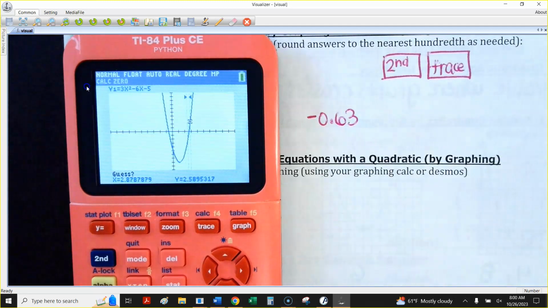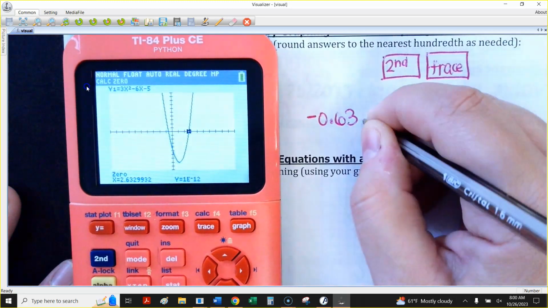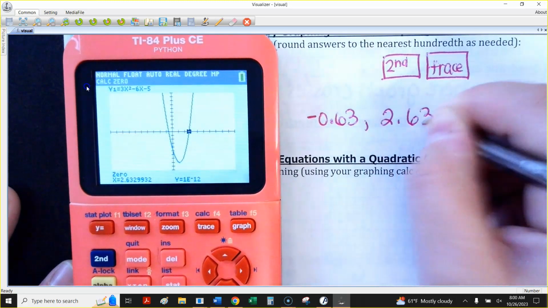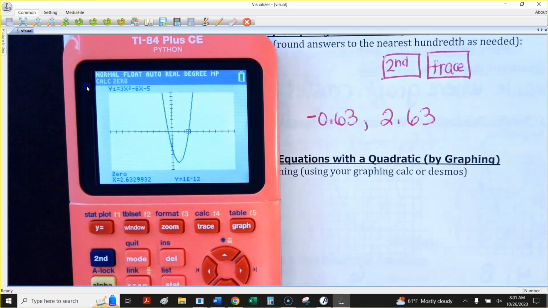It'll say guess, but we don't want to guess. We want it to do it for us. So just hit enter one more time, and then it should go right to that 0. And sometimes the pixelation's weird, like the y there is 0.12 zeros and a 1. So this is 0, but just round that to the nearest hundredth. So your other 0 there is about 2.63. So not nice numbers. Is anybody having a question?